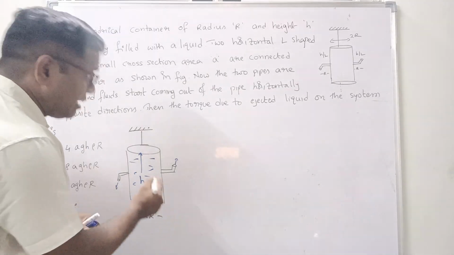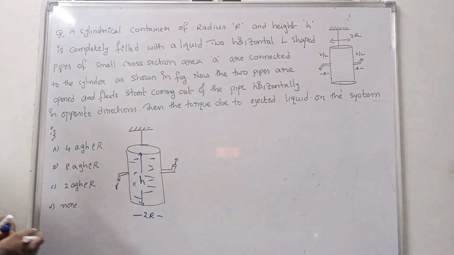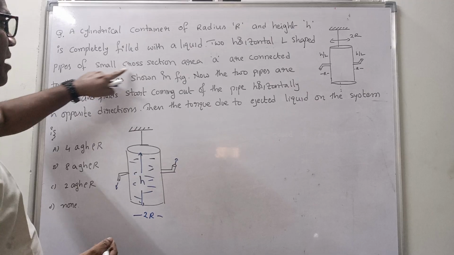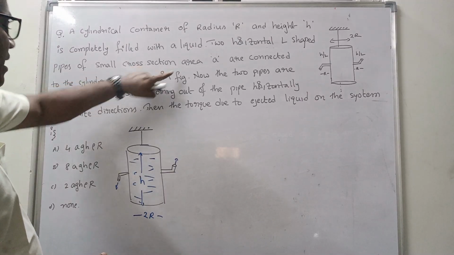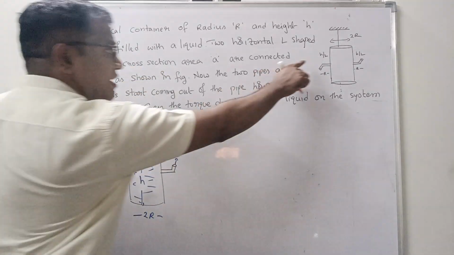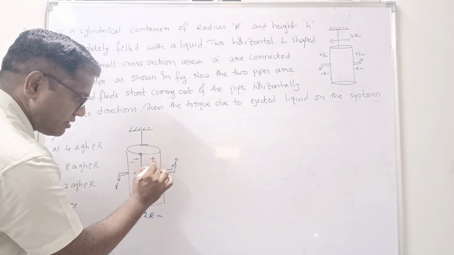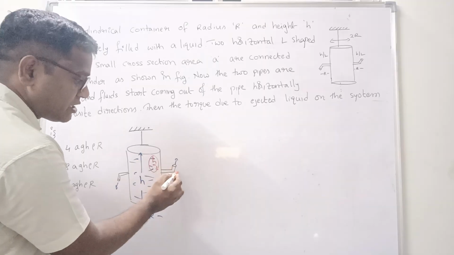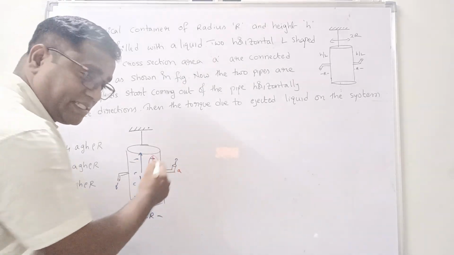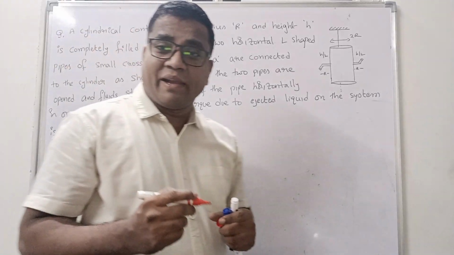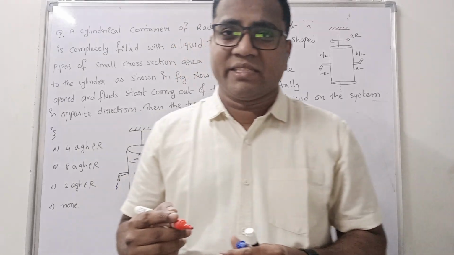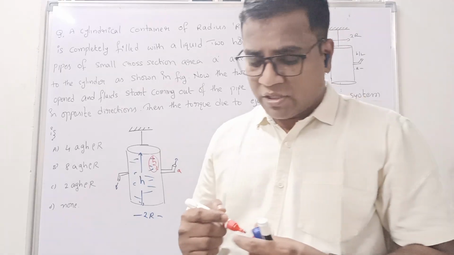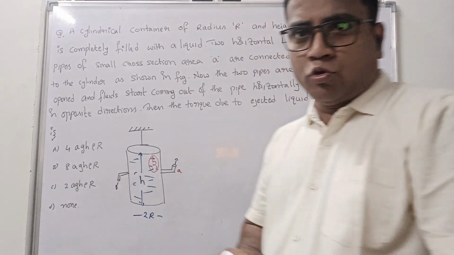Now try to understand one thing. It is given as L-shaped, with a small cross-sectional area a, and in the diagram the height is given as h by 2. So liquid is ejecting out. Liquid ejecting out through an orifice has a velocity called velocity of efflux. We know the formula: velocity of efflux V is equal to root 2gh.